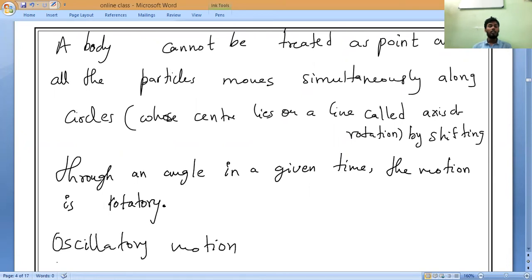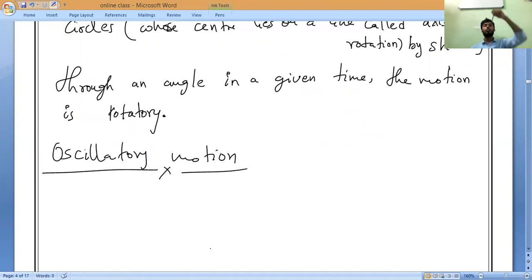So oscillatory motion means, remember guys, for example, if you take one thread and tie something like a stone to it and hold it, it will start moving, going forward and coming back, going forward and coming back. Yes or no, guys? Like this it will keep moving. Or else if you have a pendulum clock at home, you can see tang, tang, tang. Every time it keeps on oscillating like this. Yes or no? Pendulum clock.